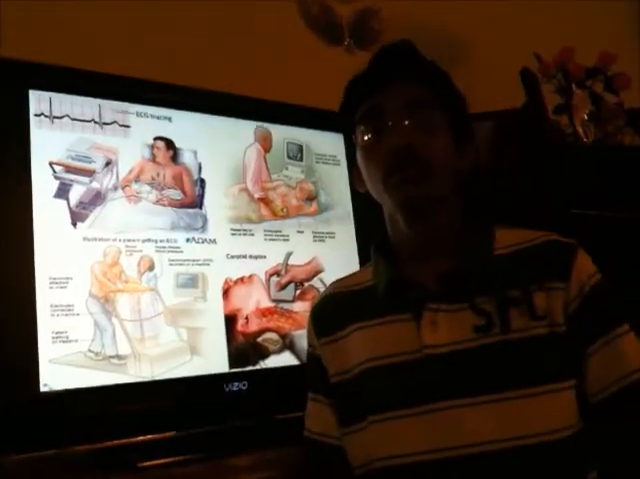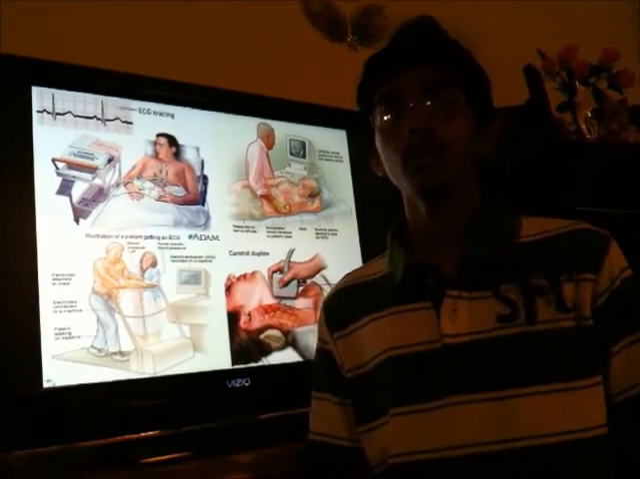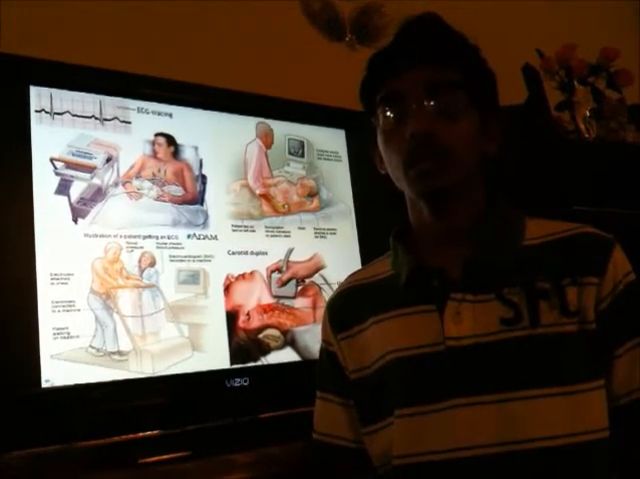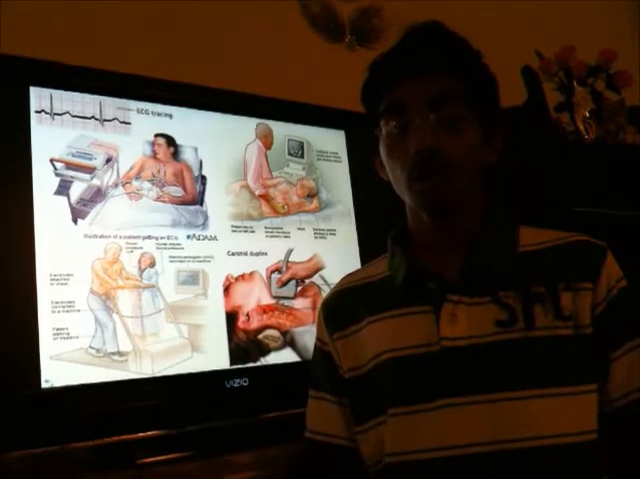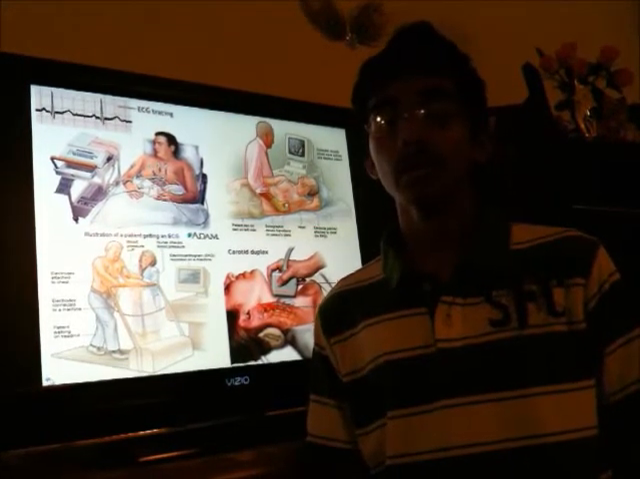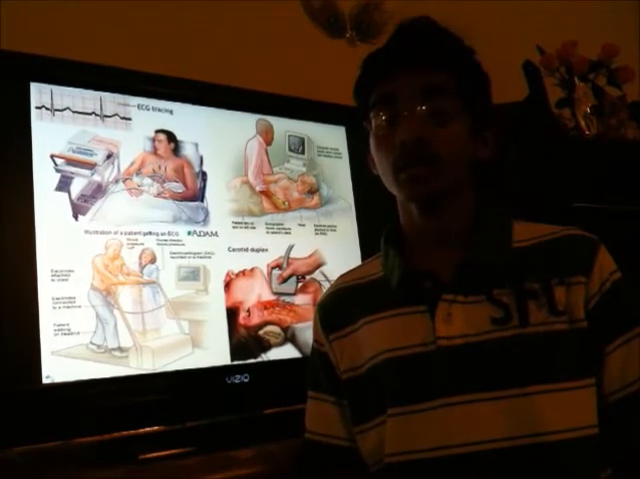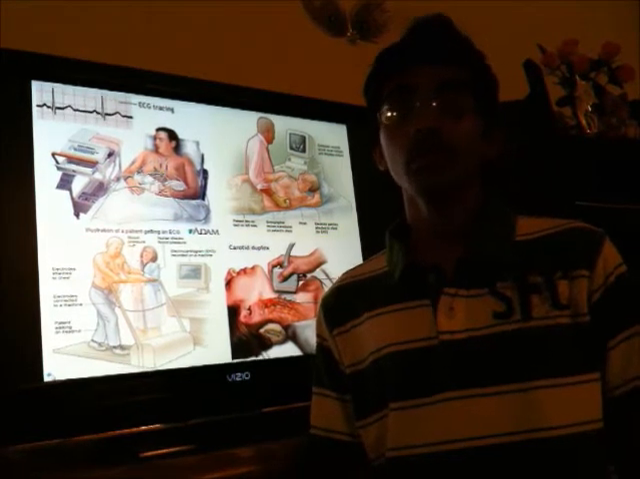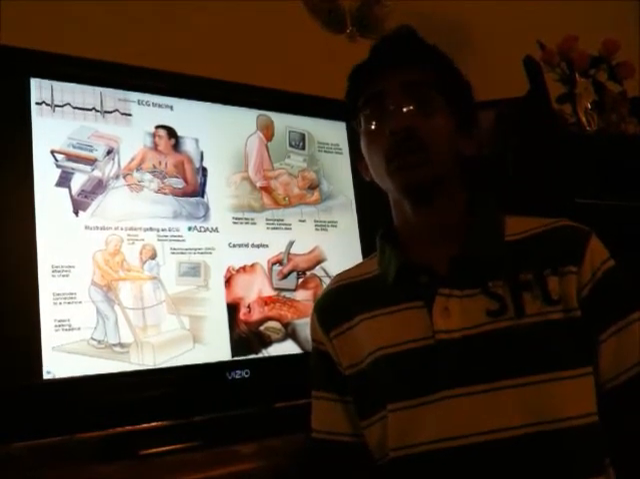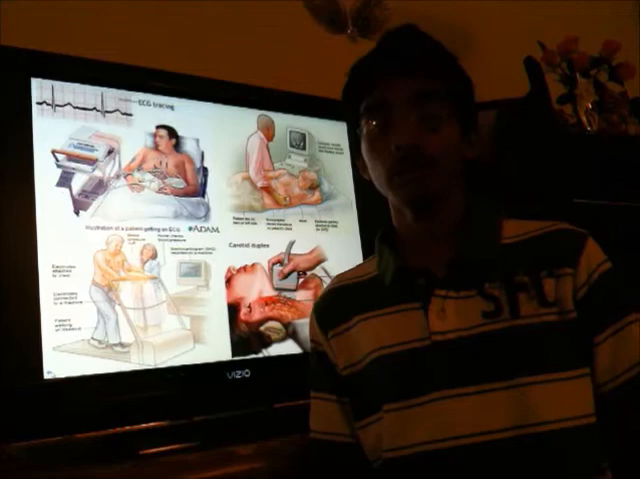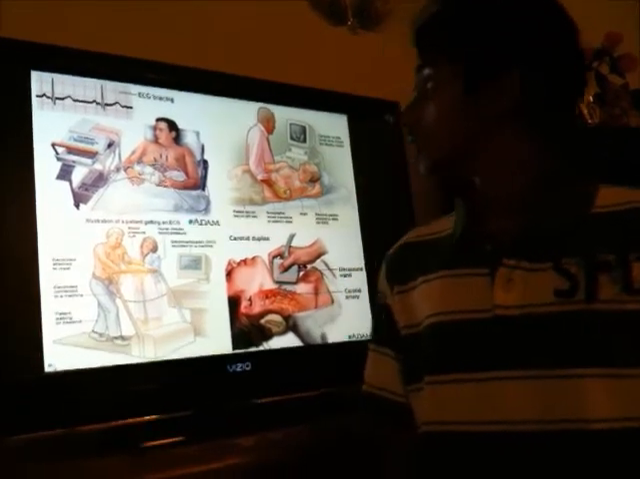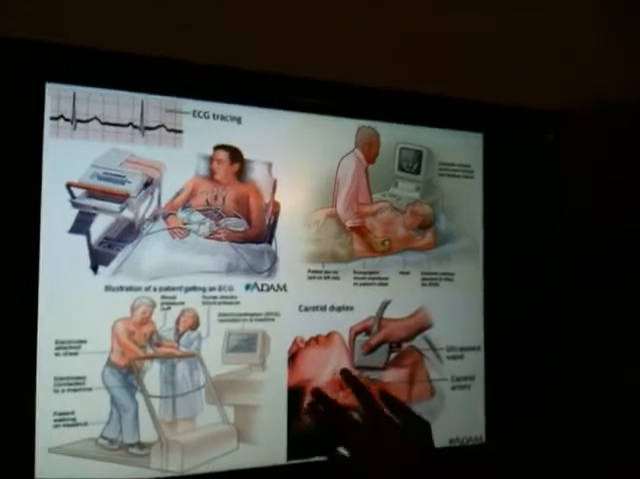Some of the ways to find out if you have heart disease are echocardiography or electrocardiogram. These are only some of the ways that you can find out if you have heart disease. And these are just pictures that show you how they test you.